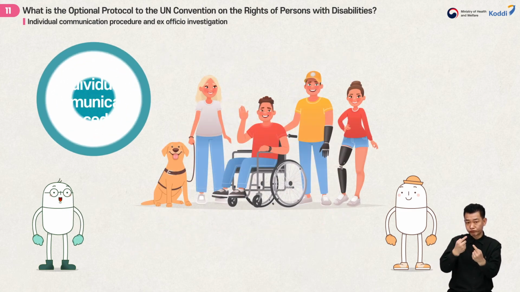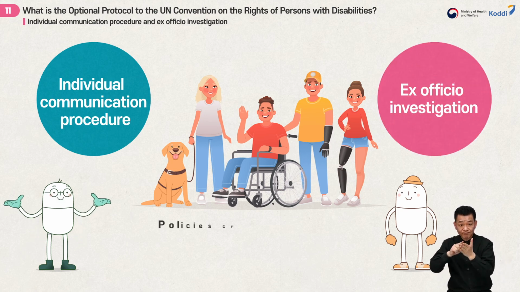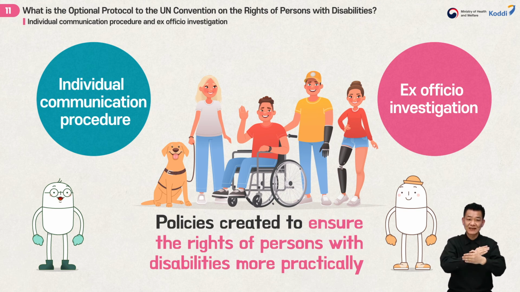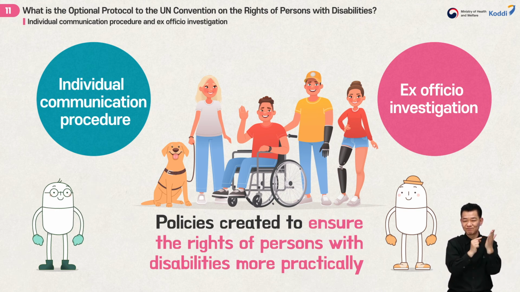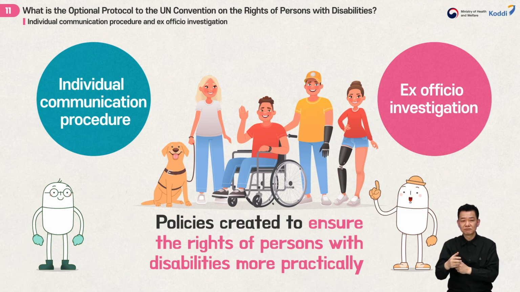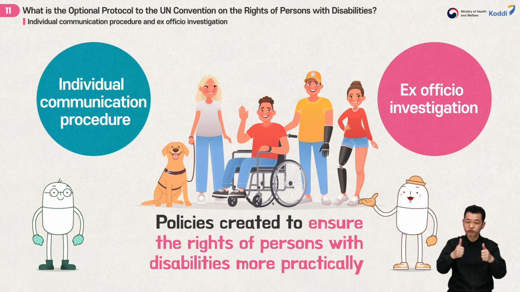Therefore, individual communication procedure and ex officio investigation are all institutions created to ensure the rights of persons with disabilities more practically. I'm relieved that there are the optional protocol, individual communication procedure, and ex officio investigation to protect the rights of persons with disabilities.